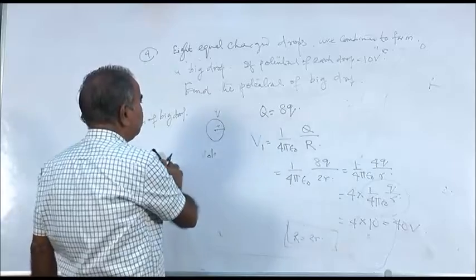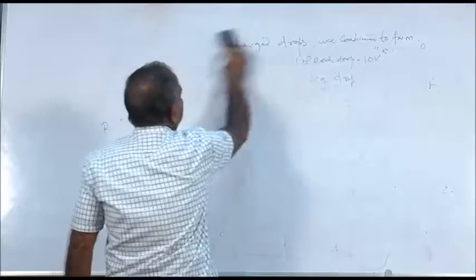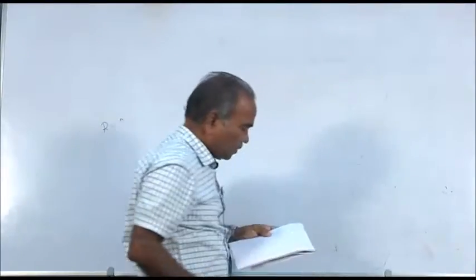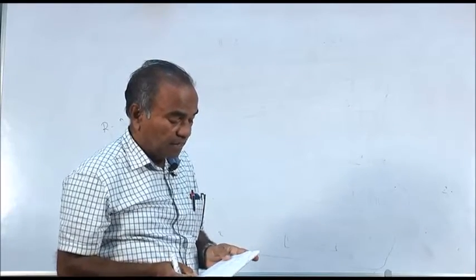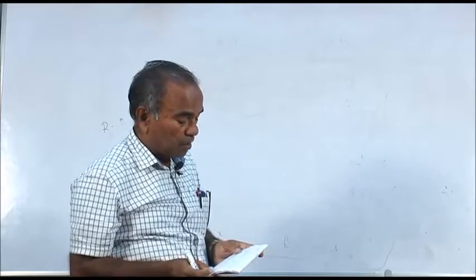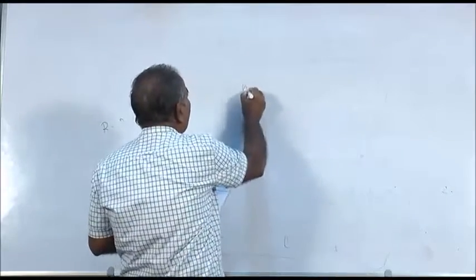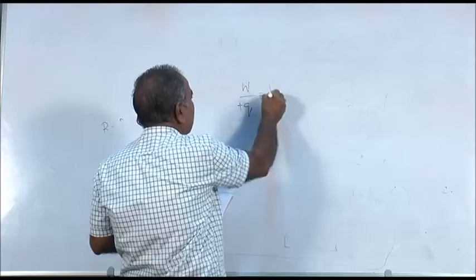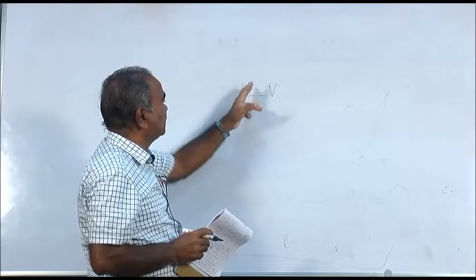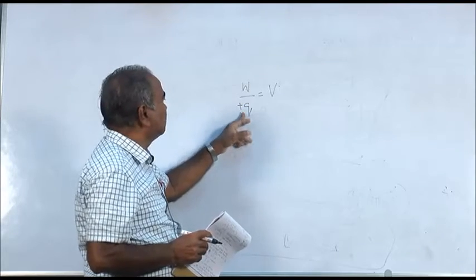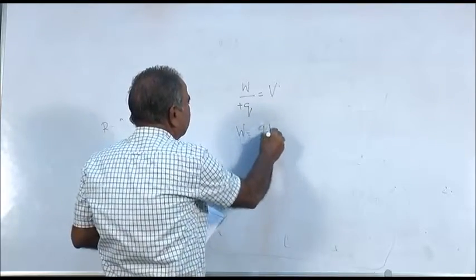Then another example: how much work is required to carry a 6 microcoulomb charge from the negative terminal to the positive terminal of a 9 volt battery. We know that W by plus Q is the potential, the work done in bringing a unit positive charge from infinity to that point. If the work done is W, then W by unit charge Q is equal to potential, or W is equal to Q into V.